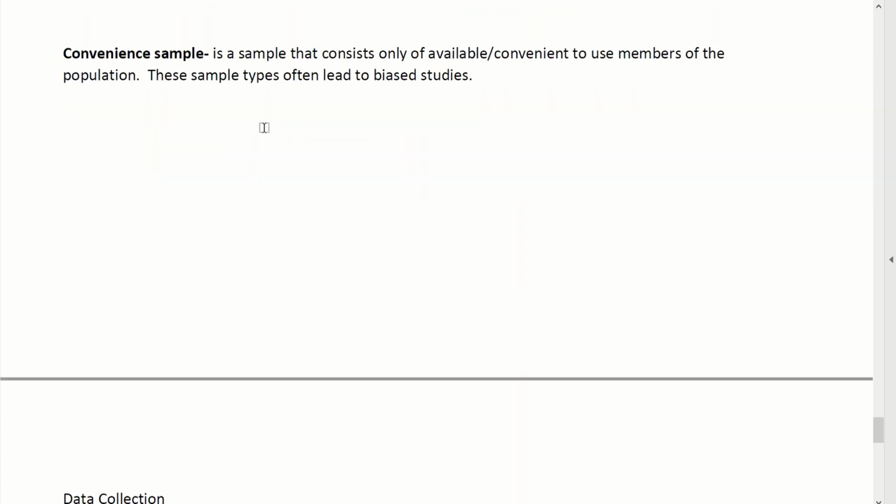The last type we're going to look at, which is one that should be avoided, is convenient sampling. This is a sample that consists only of available, convenient to use members of the population. These types of samples often lead to biased results. Convenient samples are nice in that they can readily get us a lot of data really quickly, but they tend to be very unreliable because values that are convenient tend to have a lot of shared common characteristics that might not be generalizable to the larger population.